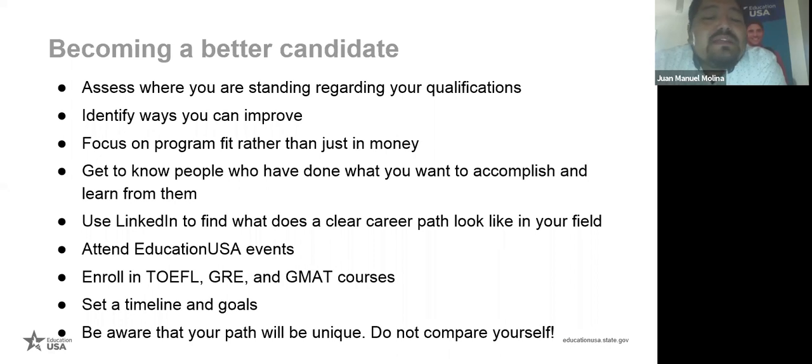One of the things that we really say, and is a very important topic in EducationUSA, is you want to work and focus on the program fit and not really on the money. And this might sound contradictory to you, because this is actually a talk about being eligible for money, and we're going to say don't focus on the money. But it is actually very useful because you want to focus on the fit for the program: if the program has what you are looking for, and if you are what they are looking for.